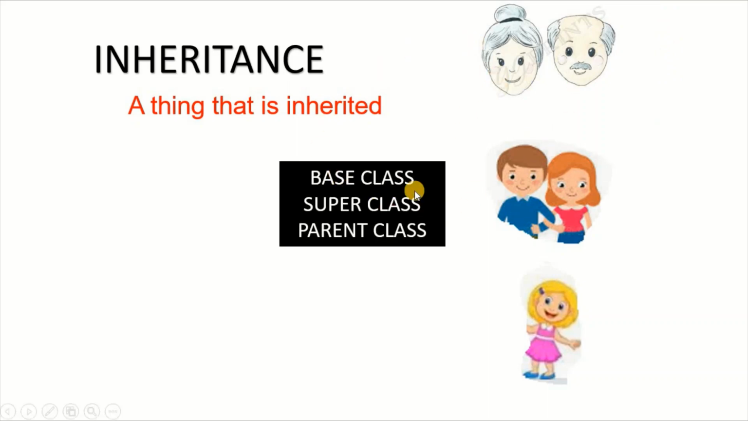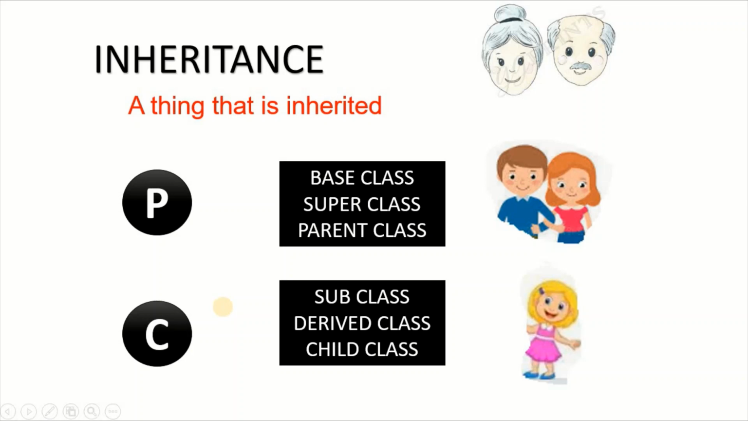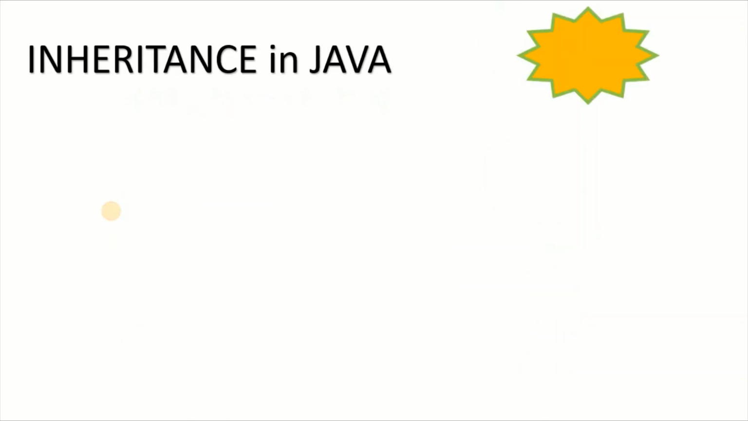So this is the base class. Base class, superclass or parent class are the same. And who inherits it is called a subclass, derived class or child class. So the base class is denoted by P and the subclass is denoted by C. A subclass or child class always inherits from its parent class.